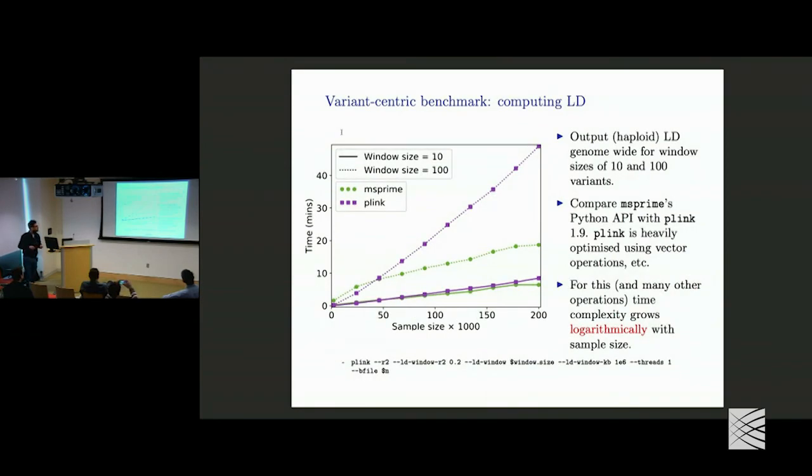The next benchmark I'm going to show is computing LD. So computing LD genome-wide over two different window sizes using Plink and msprime. What we see with a small window size is that there isn't much difference between Plink and msprime, they're more or less the same. But when we have a large window size, we see that msprime is quite a bit faster than Plink. And again, we see this property that Plink is growing linearly with sample size, whereas msprime is growing less than linearly with sample size. And this is a really critical property, I think.